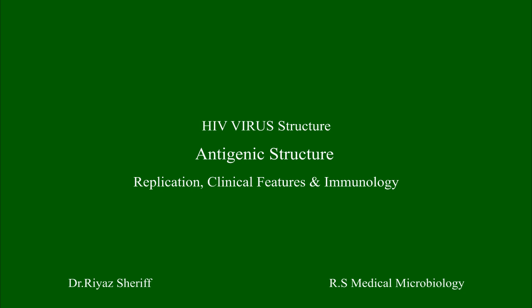This is followed by stage 3, where the weight loss is more than 10%, unexplained chronic diarrhea of more than a month, unexplained persistent fever of more than a month, oral candidiasis, oral hairy leukoplakia, pulmonary tuberculosis, severe bacterial infections, acute necrotizing ulcerative stomatitis, unexplained anemia, and you'll have the cell counts which will be much lower.